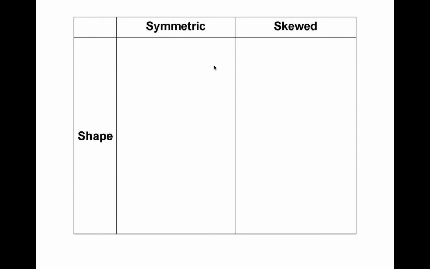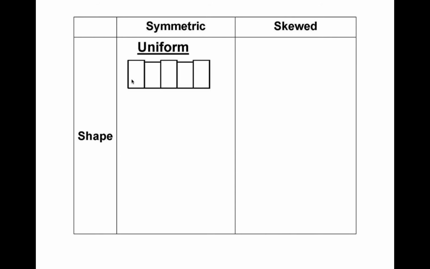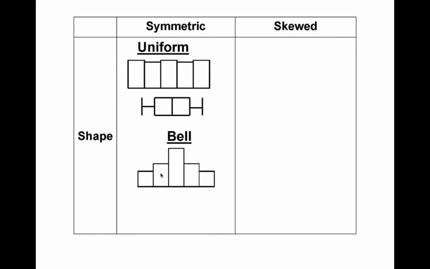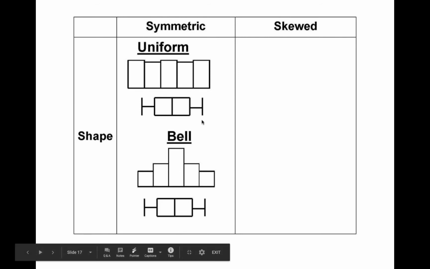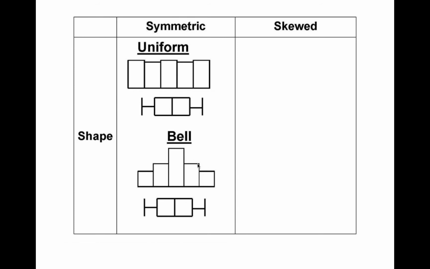If it's symmetric, it could look like a uniform graph where everything's about the same height in this histogram. If you were to make a box plot out of this, the box plot would have an even part of whiskers and box, or everything's the same length. Or it could be bell-shaped, where most of the data is in the center with a few high and a few low around that center data. If you were to make this into a box plot, it would look the same as the uniform data. So sometimes a box plot is not that helpful in seeing the shape, where a histogram is more helpful.